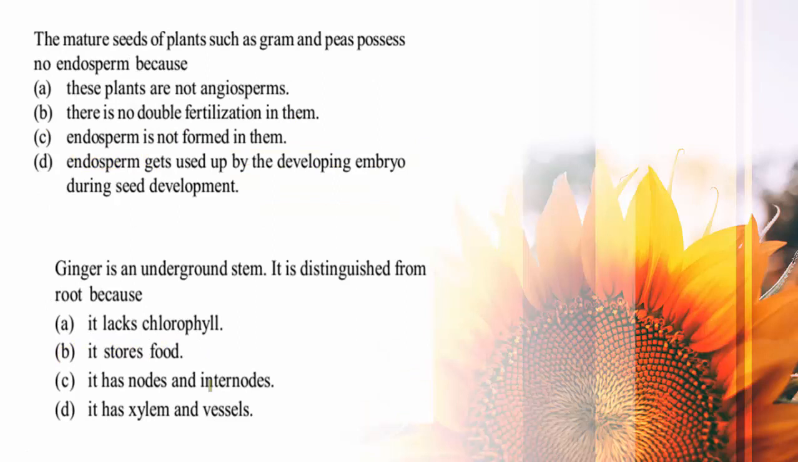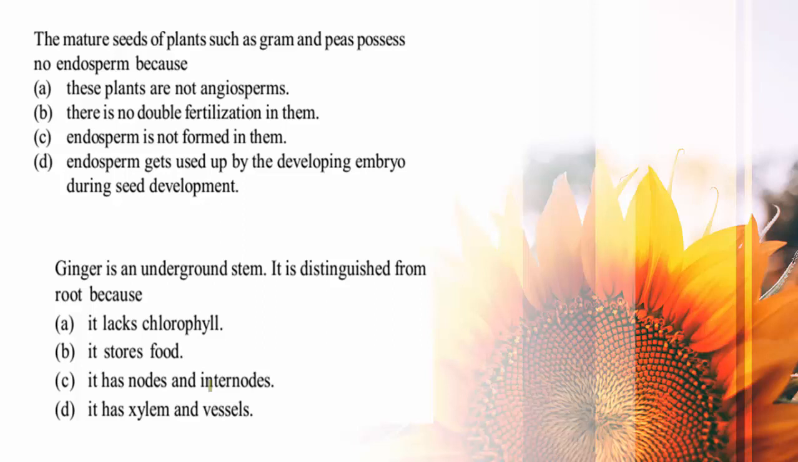The mature seeds of plants such as gram and peas possess no endosperm because these plants are not angiosperms. There is no double fertilization in them. Endosperm is not formed in them. Endosperm gets used up by the developing embryo during seed development. So which one is the correct reason? Mature seeds of the plants such as gram and peas. In both the seeds, the mature seeds are without endosperm, exalbuminous or non-endospermic.